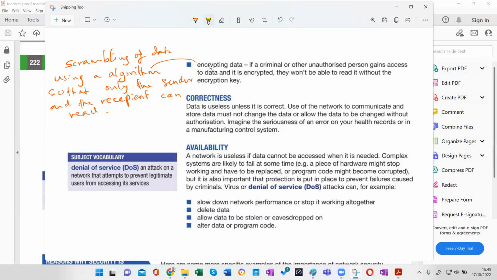So encrypting data is very important. If a criminal or other unauthorized person gains access, or even an authorized person gains access, if data is encrypted, they won't be able to read it. So it's very, very important. In terms of an organization, they won't be able to read it without the encryption key.